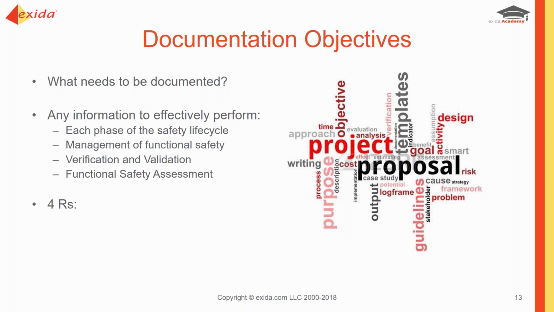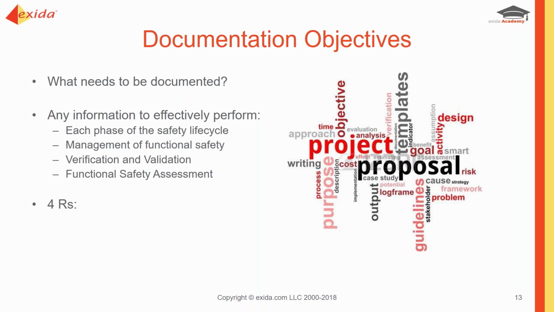So what documents do we need to generate? Well, basically any information relating to each phase of the safety life cycle. There are inputs and there are outputs, and the outputs will be documentation required to be able to verify and prove that we've followed everything in that phase. We have to have management of functional safety, so we have to have a means for tracking and auditing. We have to have documentation that proves we've verified and validated, and we've performed functional safety assessments.